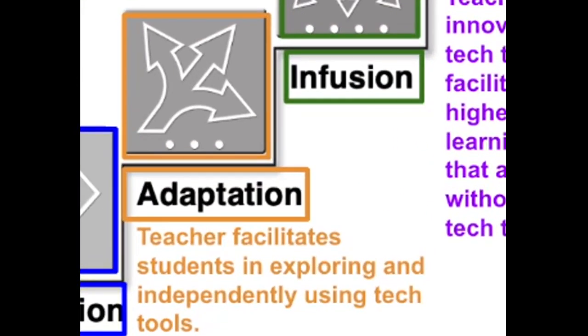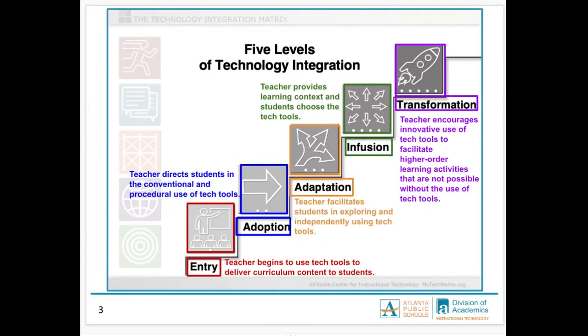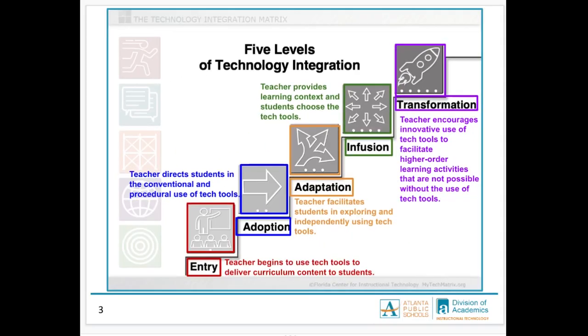Adaptation, the teacher facilitates students in exploring and independently using tech tools. This would be telling them to do a project, but not telling them what technology medium to use to complete the project in. So they could use Prezi, they could use slides, they could use Canva, PowerPoint, and so on. With Infusion, the teacher provides learning context and students choose the tech tools. So this one would be the teacher giving them choices to pick from what kind of project they want to do with technology and the student having complete control over the tool.